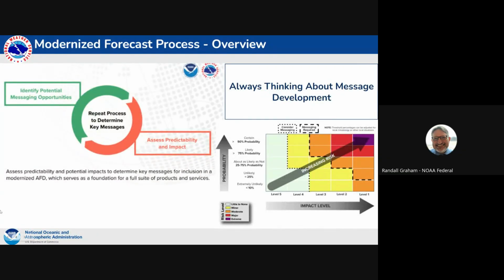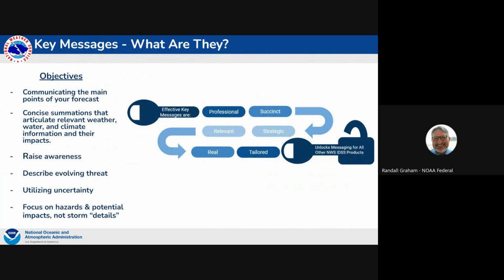All right, great job, Jenny. Thanks for the briefing and putting all those tools in context. As I mentioned at the top, one of the things that is in the modernized forecast process is you go through the exercise that Jenny was just doing. You start thinking about key messages and opportunities to share information and key messages with partners and the public as you go through that process. So just as a refresher, the main objectives of the key message is to communicate the main points of your forecast, of course, be very concise, articulate relevant weather, water, and climate information and their impacts without using jargon, raise awareness to upcoming potential events or alternate scenarios, describe the evolving threats, that sort of thing.